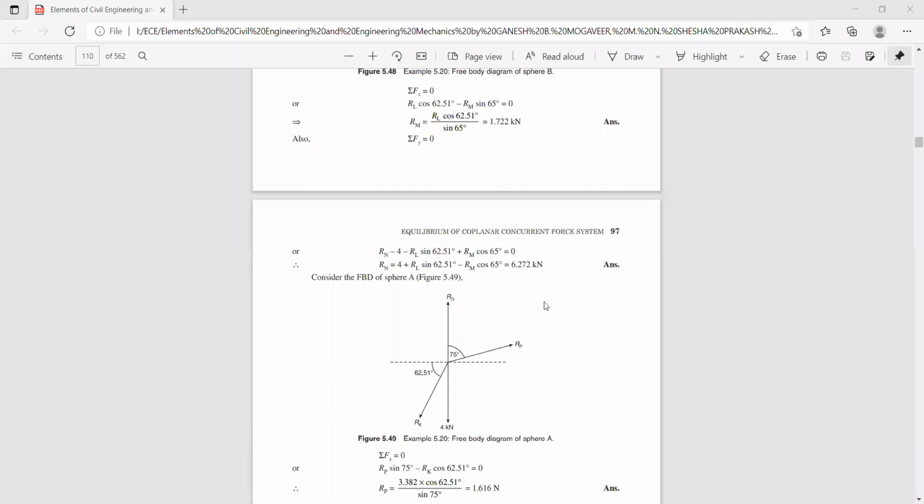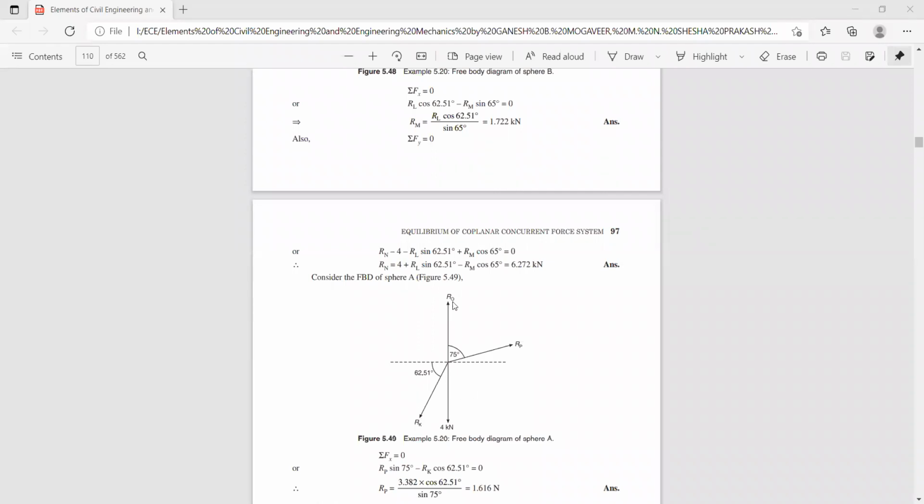Let us first put sigma Fx equal to 0. Now you can see RP cos 15 minus RK cos 62.51 is equal to 0. Thereby you get the reaction component, that is RP. Once you get RP, then sigma Fy is 0, that is RO minus 4 kilonewton minus RK sin 62.51.